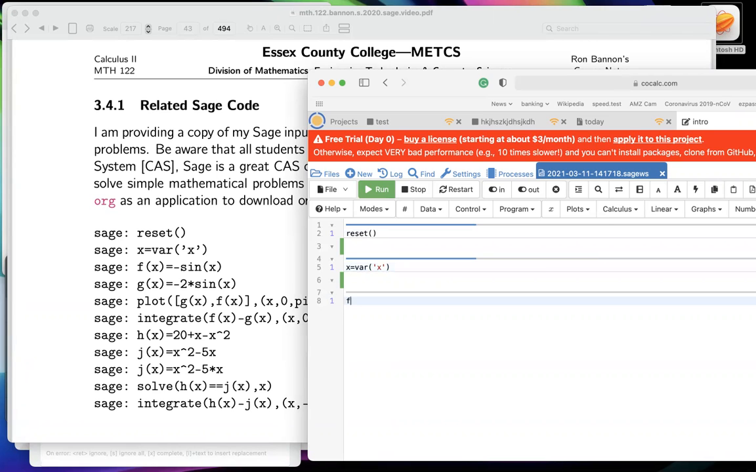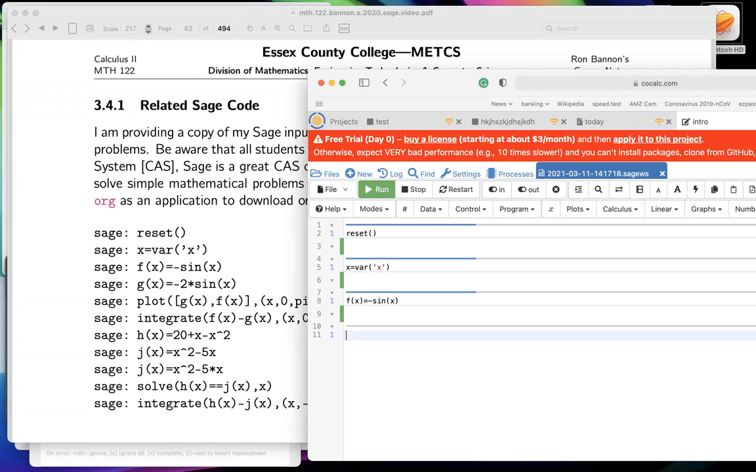Now what I'm going to do, f of x, this should look very familiar to you, is equal to, sorry about that, the opposite of the sine of x, shift return. An equal sign is an assignment operator. So for example, the first thing I said, x is a variable. I'm assigning to x the variable x. In the second thing I did, f of x equals the opposite of sine of x.